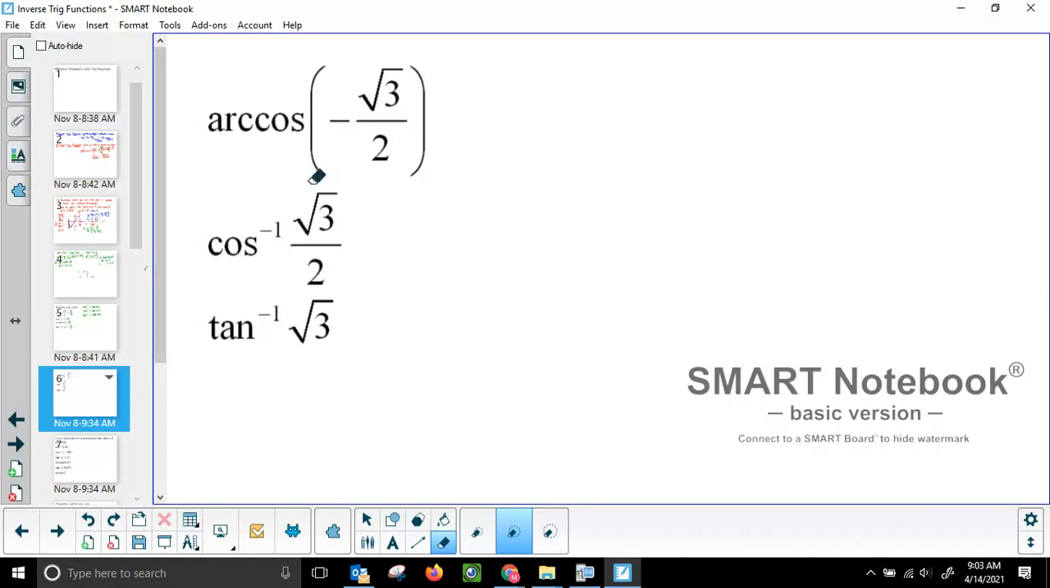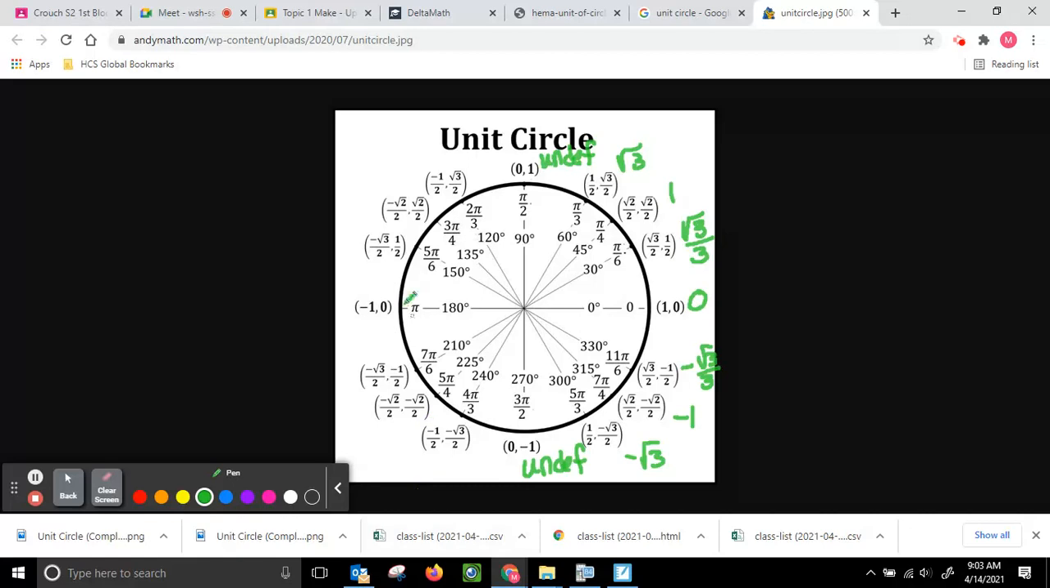Okay, so looking at this, arc cosine of negative square root of 3 over 2. So we go to our unit circle here. We say, okay, arc cosine, we're looking at the top half of the unit circle. On the unit circle, cosine are the x values. All right, so where is my x value? Negative square root of 3 over 2. That is over here. So 5 pi over 6.